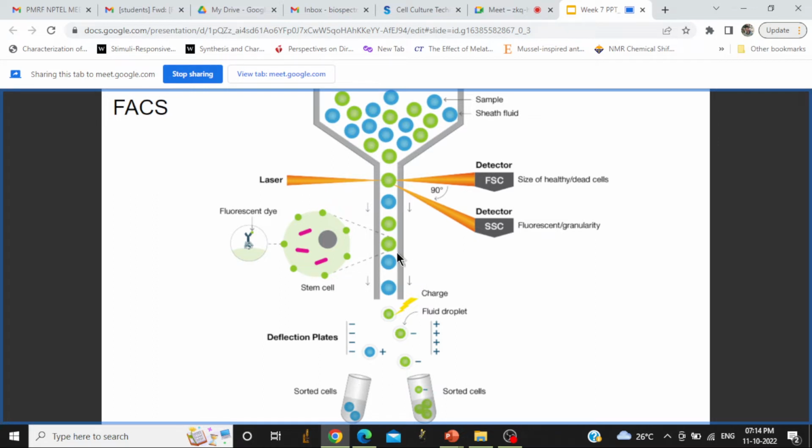If there are some other cells or some debris present in your sample, that will not get any charge because it will not be detected by these detectors, and it will be collected here. In between there is a waste bin or waste collector. It will be collected in this other tube. So this was all about FACS.